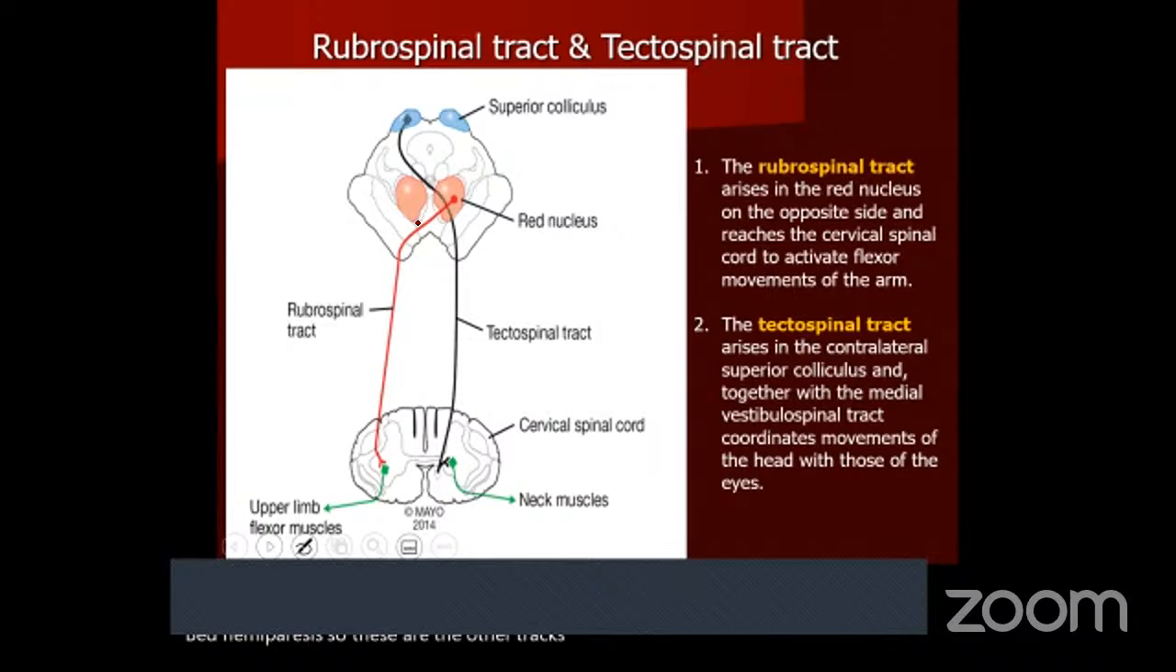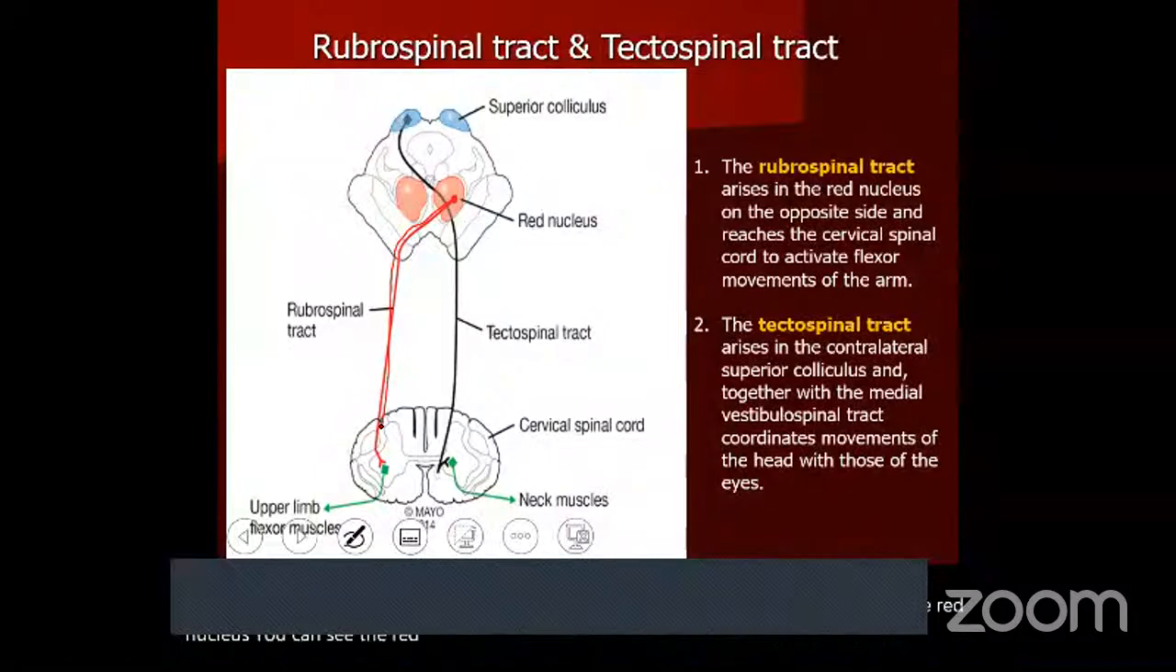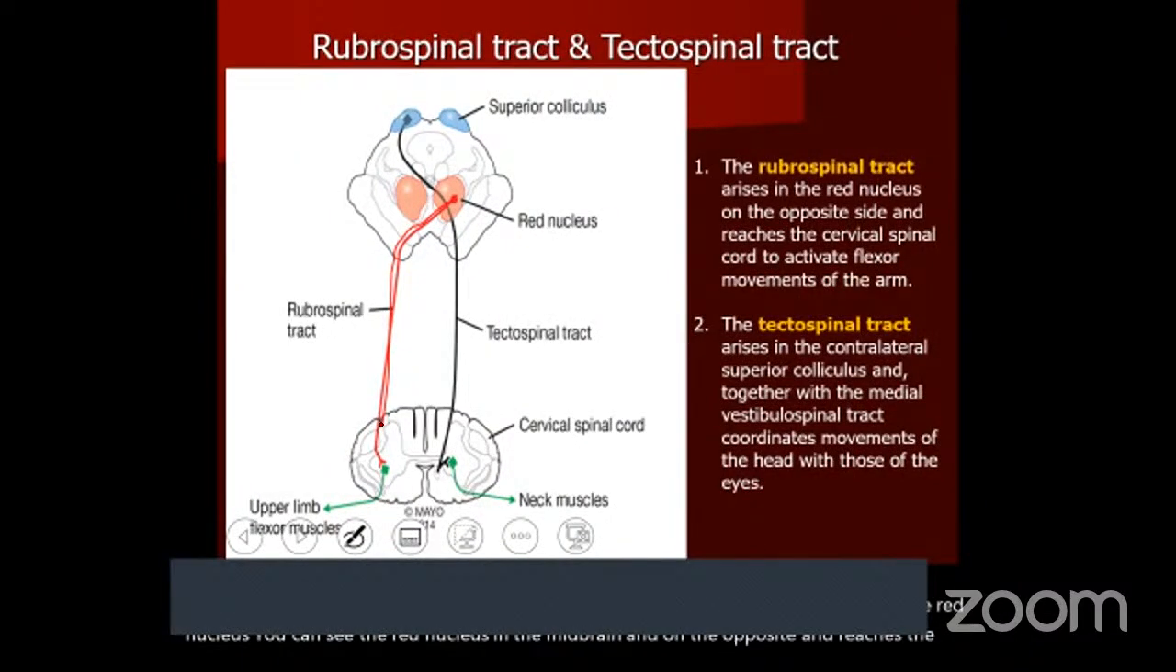So these are the other tracts, the rubrospinal tract, which is arising in the red nucleus. You can see the red nucleus in the midbrain, and it crosses to the opposite side and reaches the cervical spinal cord. What it does is it activates the flexor movements of the arm. The other one is involved in the eye movements. It arises in the contralateral superior colliculus, and together with the medial vestibulospinal tract coordinates the movements of the head with those of the eyes. That's the importance of the tectospinal tract.